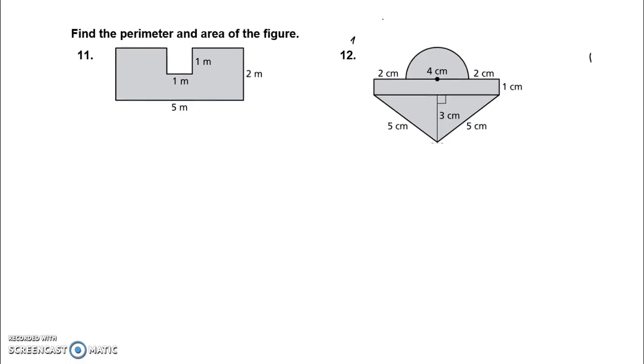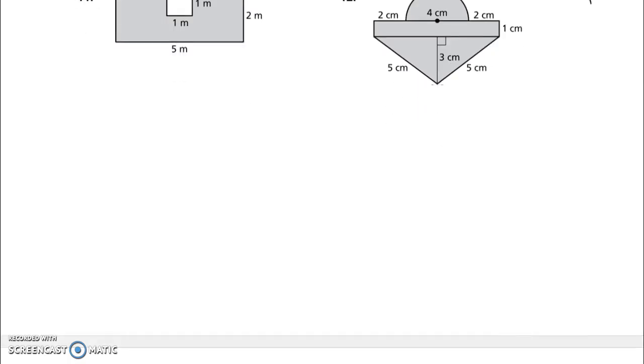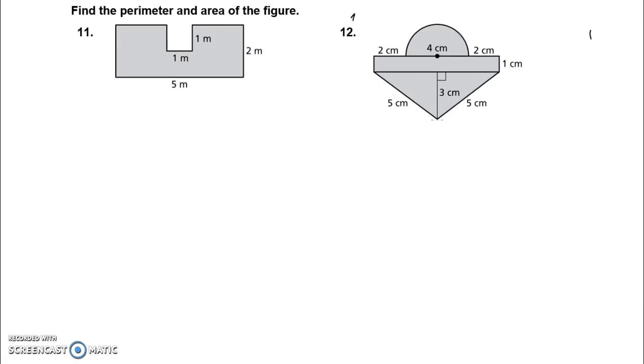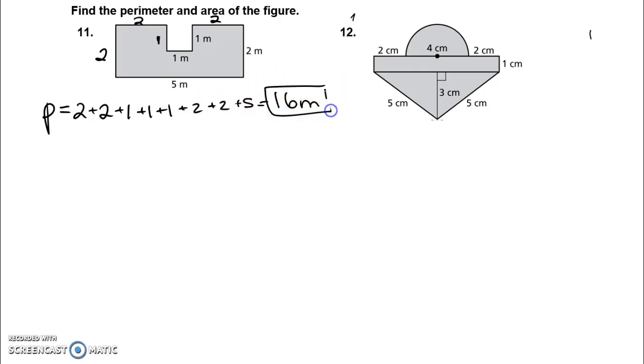All right, number 11 and 12, we had to find the perimeter and the area for both of these shapes. So let's start with the perimeter. Remember, with perimeter, you can't miss any of your edges. That's 5, that's 2, 1, 1, that makes this 1, that means this is 2, and then this whole side is 5. This part here is 1, which leaves 4 left over, and you split it evenly. So that's 2 and that's 2. So adding up all those sides, I have 2 plus 2 plus 1 plus 1 plus 1 plus 2 plus 2 plus 5. Gives me 16 meters for the perimeter.